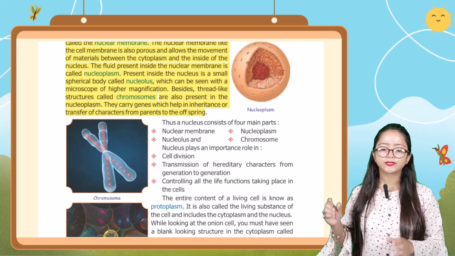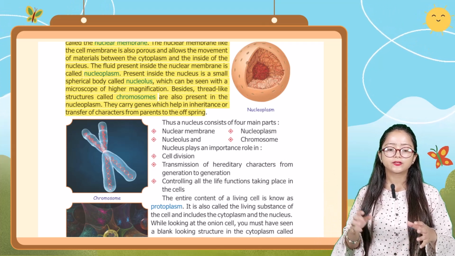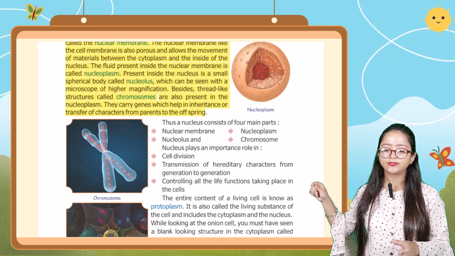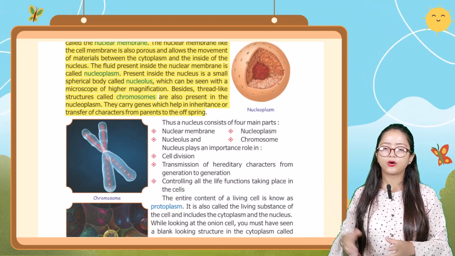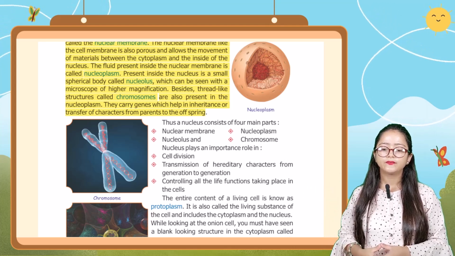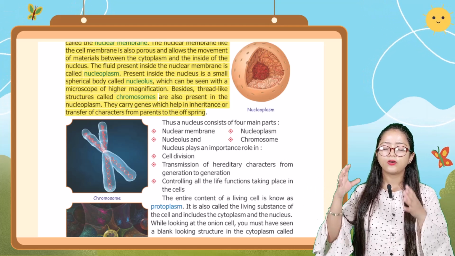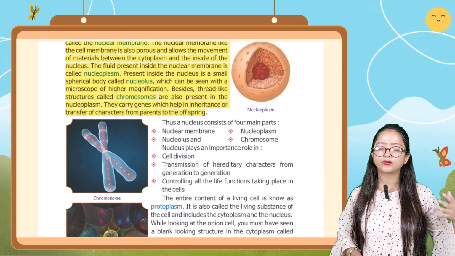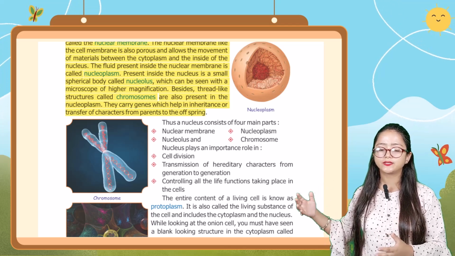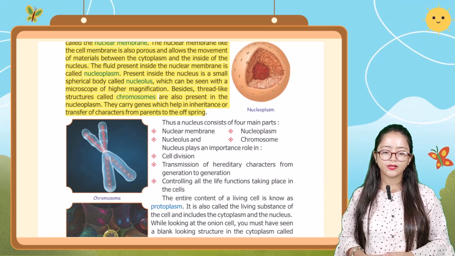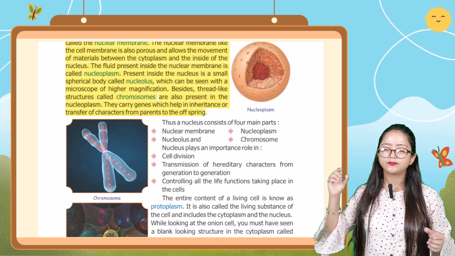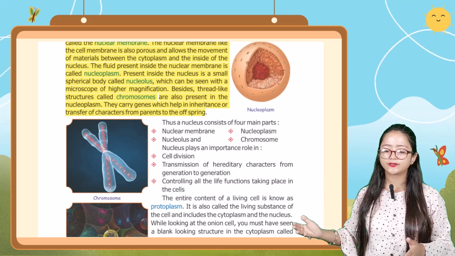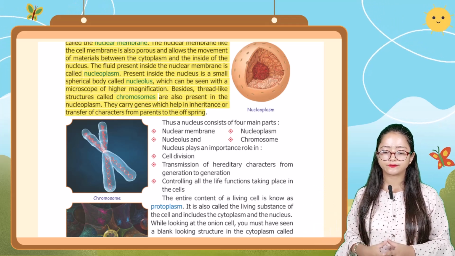The fluid present inside the nuclear membrane is called the nucleoplasm. Present inside the nucleus is a small spherical body called nucleolus, which can be seen with a microscope of higher magnification. Besides, thread-like structures called chromosomes are also present in this nucleoplasm. They carry genes which help in inheritance or transfer of characters from parents to the offspring.